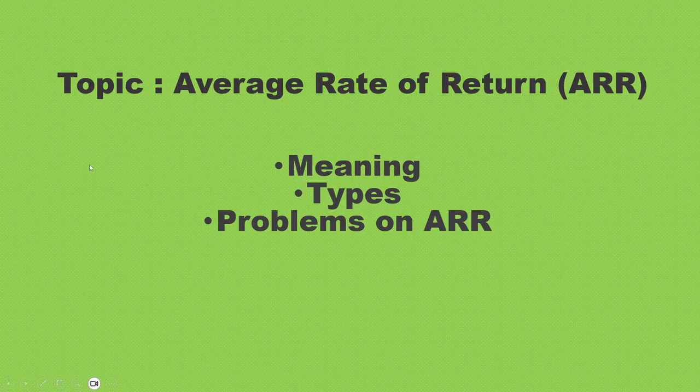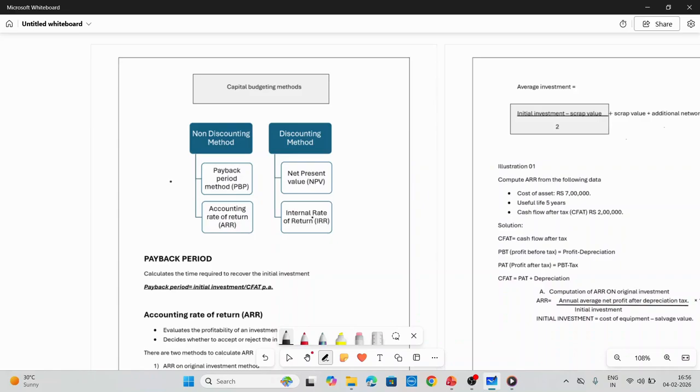In this episode, we'll explore average rate of return, its meaning, types, and problems. In the previous class, we studied capital budgeting methods. There are two methods in capital budgeting, the non-discounting method and the discounting method. In the non-discounting method, the first method is the payback period method, which calculates the time required to recover the initial investment. In this class, we are going to study ARR.